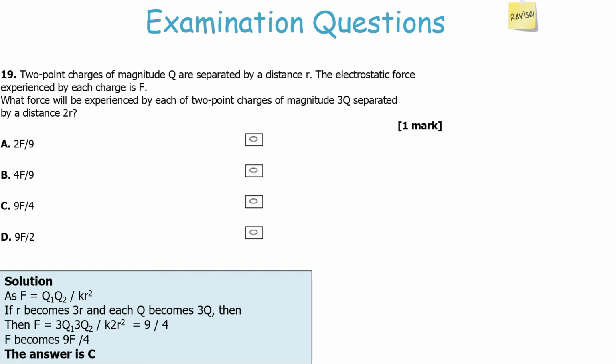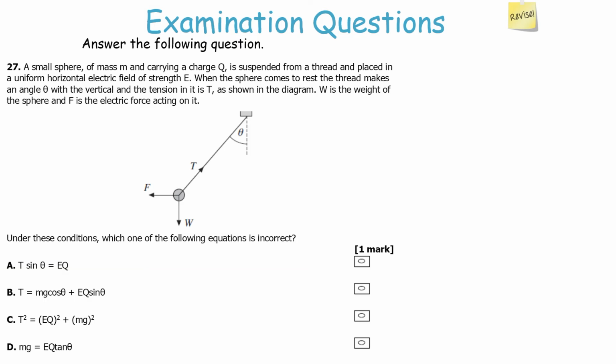We can then multiply 3 times 3 at the top, which is 9, divided by 2 squared, which is 4, because it's (2r) squared. So therefore F becomes 9F over 4. The answer is C. Next question.